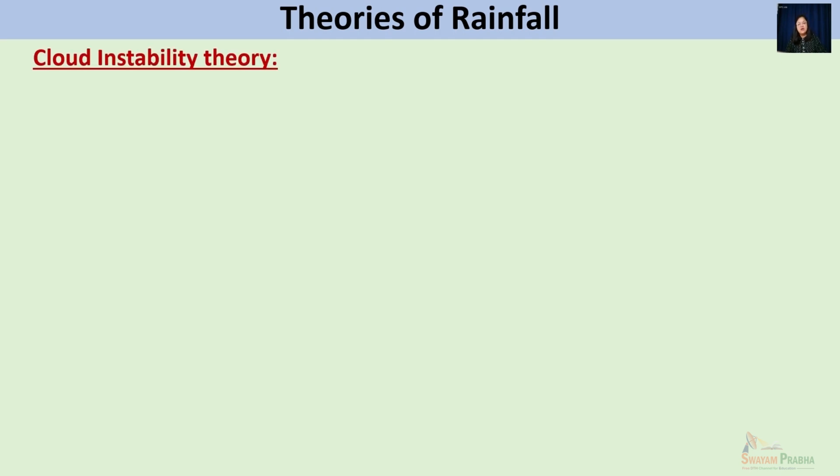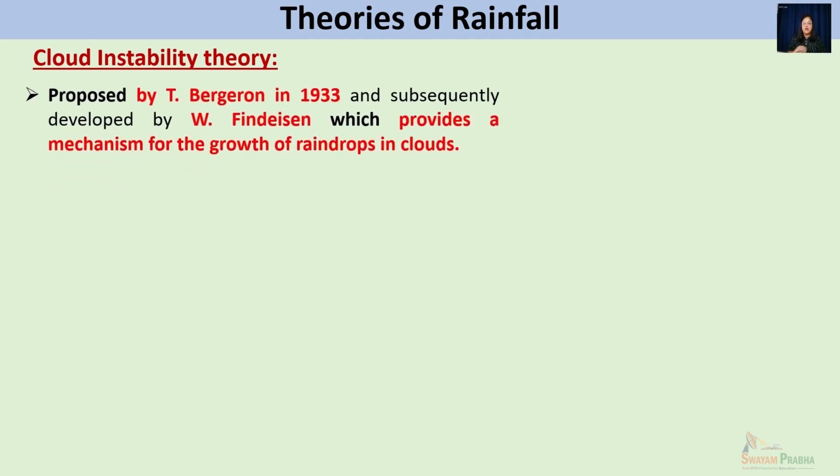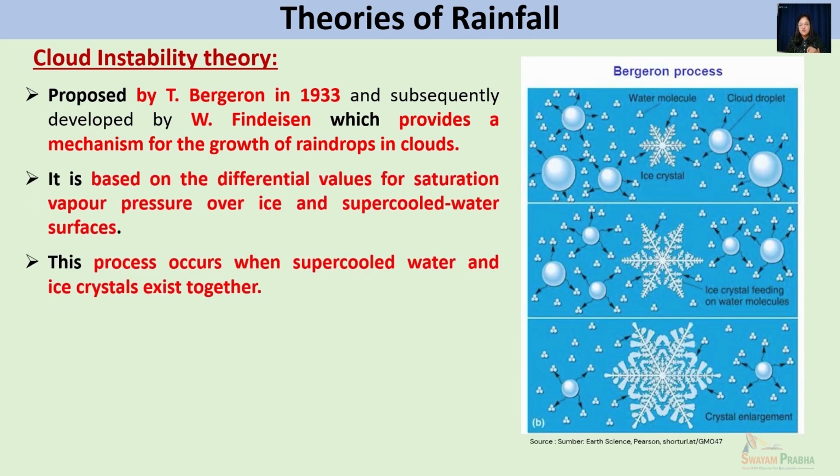So first is the cloud instability theory. The theory was proposed around the 1930s by T. Bergeron and it was subsequently developed by W. Findeisen. The particular theory provides the mechanism for the growth of raindrops in a cloud. The theory is based on the commonly accepted fact that the relative humidity of air is greater with respect to an ice surface than with respect to a water surface.